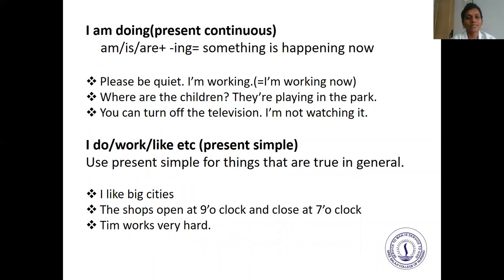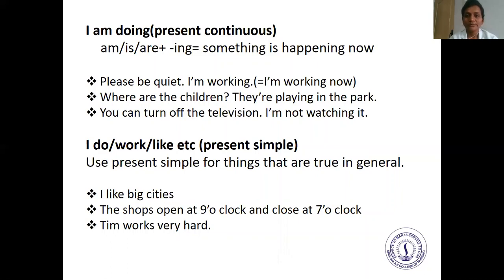Now we'll see the present continuous tense. The present continuous tense will come with a verb, the be form of the verb, and am, is, are, or if it is the past tense, you will use was and were. When something is happening now, in that case, you will use present continuous tense. For example, please be quiet. I'm working, which means you're working now.